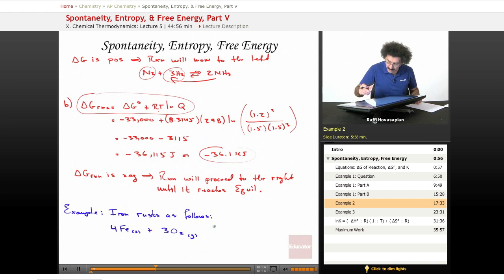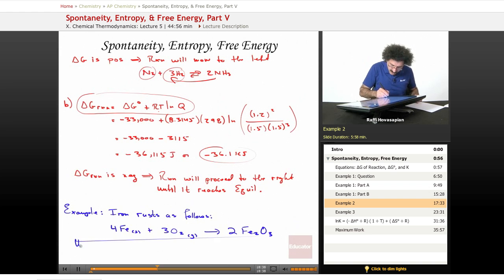form 2 molecules of Fe2O3. Well, Fe2O3 is not really a molecule per se. It's an ionic compound, so it's sort of an extended crystal, if you will, 2 Fe2O3.